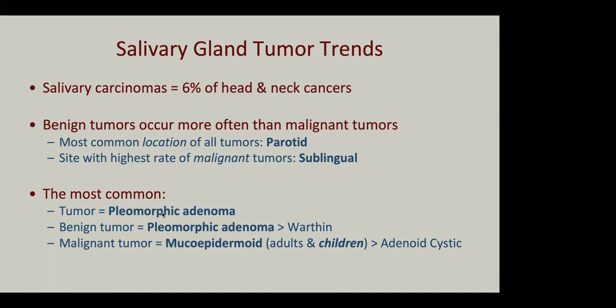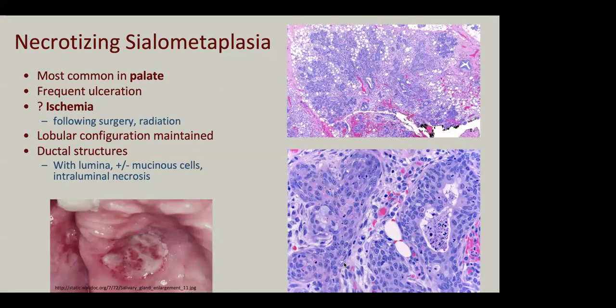Epidemiologically, most common benign tumor is PA, followed by Warthin. Most common malignant is mucoep, followed by adenoid cystic. Remember, mucoep is one of these neoplasms that can also occur in kids, one of the rare carcinomas that can occur in children, in addition to thyroid carcinomas.